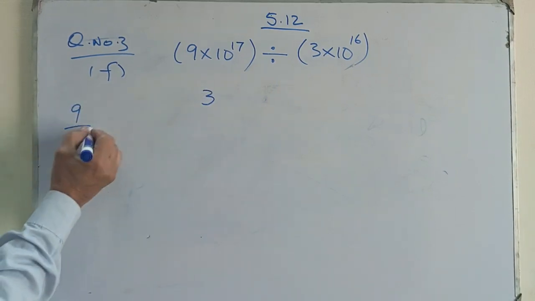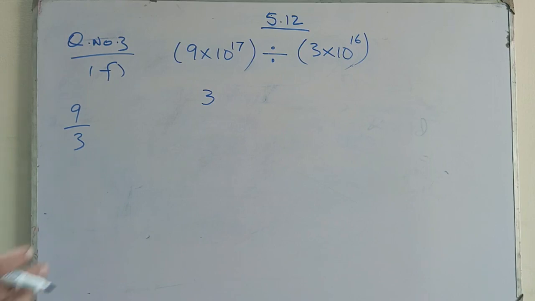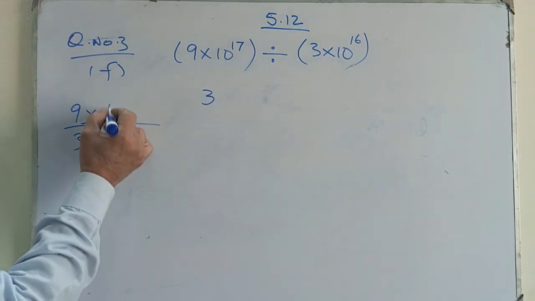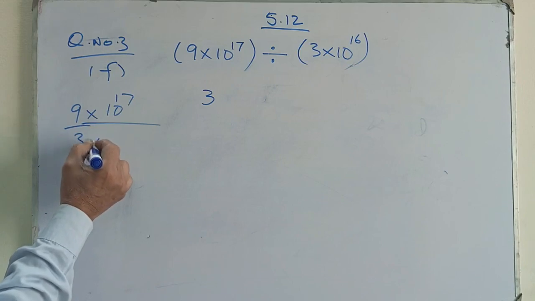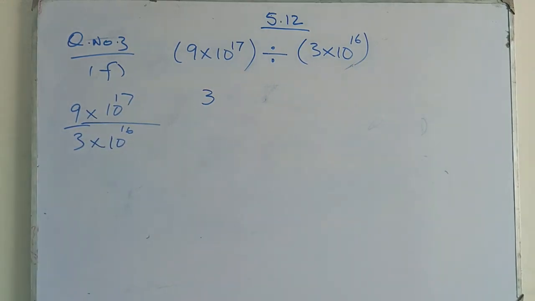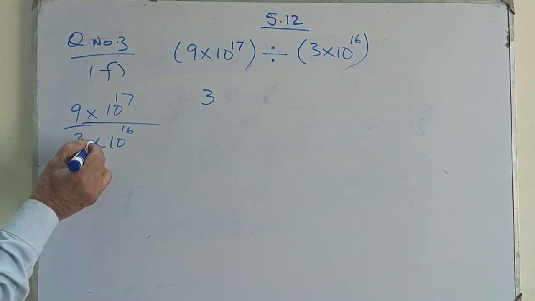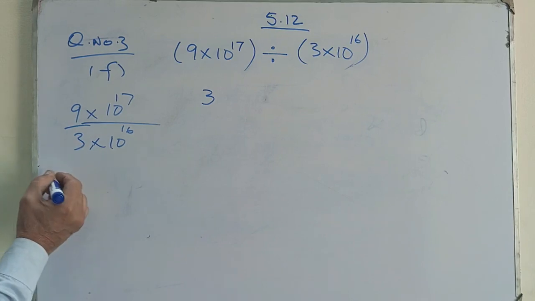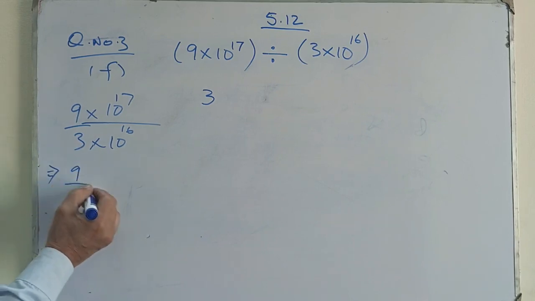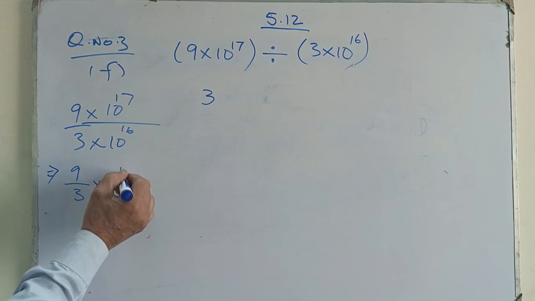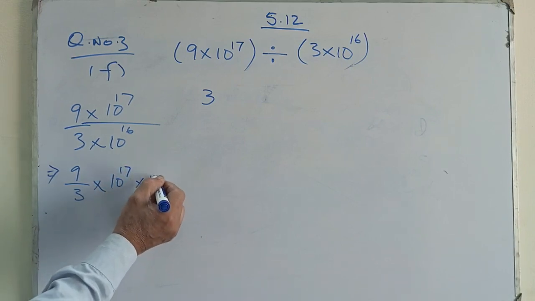You know it very well. This is written like this. Now what we have to do is shift this 10 raised to power 16 over here. We cannot shift this 3, so 3 will remain over here. So it will become 9 divided by 3 multiplied by 10 raised to power 17 into 10 raised to power minus 16.